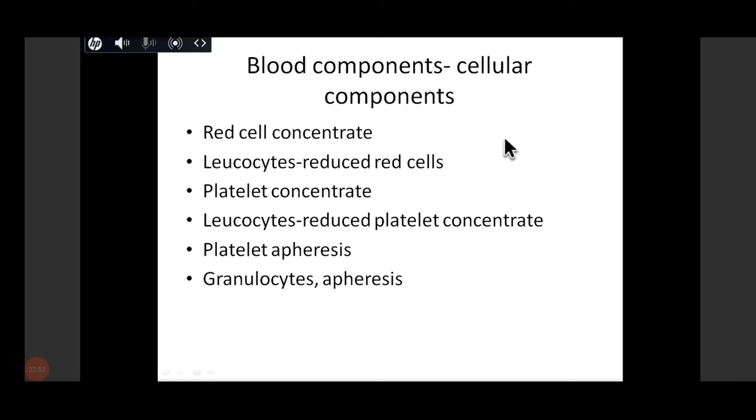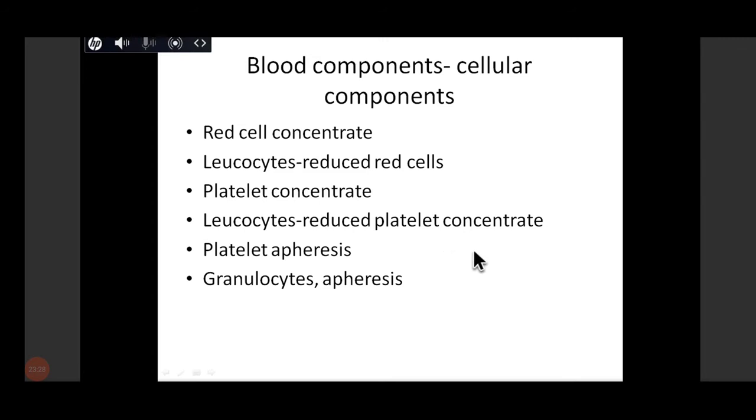Okay, so what are the cellular components? We have the red cells. We have leukocyte reduced red cells. We have platelet concentrate. You must have heard about platelets being transfused during dengue when the person has thrombocytopenia. You have to transfuse the patient if the patient is actively bleeding, because the patient will just bleed to death. So that is the need for these cellular components of the blood, so that they are given to the person in need, rather than giving the whole blood.